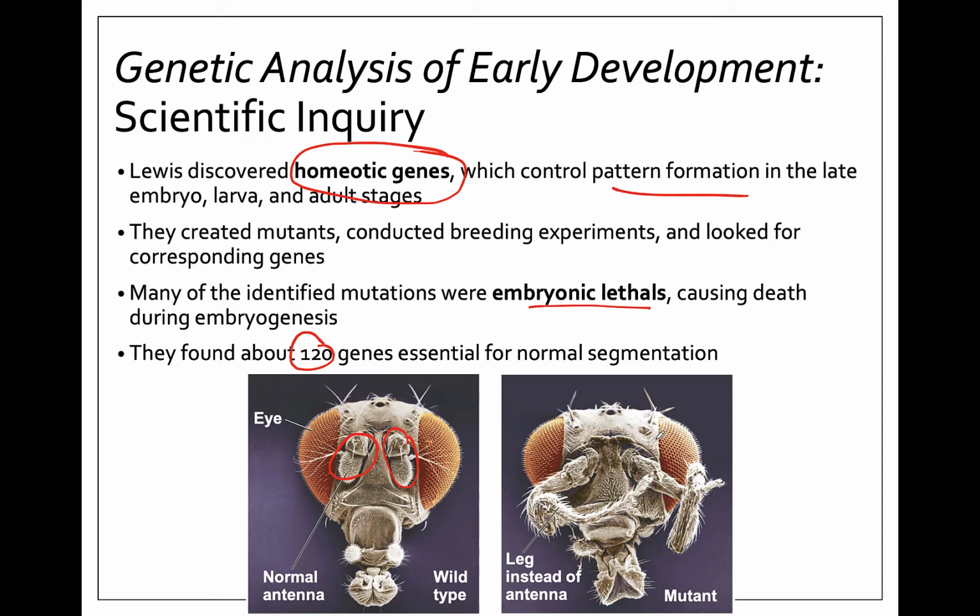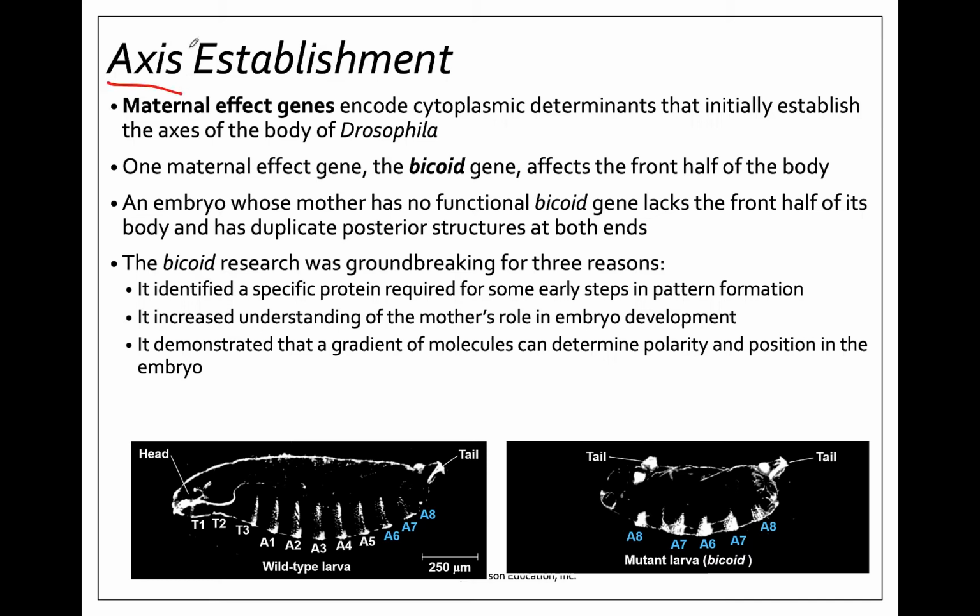In one of their mutations, what they did is they took a gene that coded for legs and moved it to the place for antenna. And what happened is this fruit fly actually developed legs on its face instead of antenna. And so they were able to figure out what some of these genes did by moving them around or mutating them.